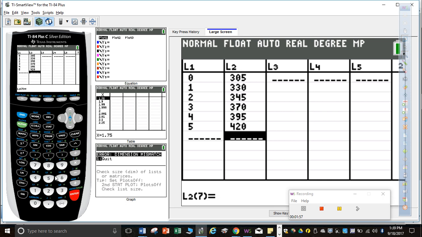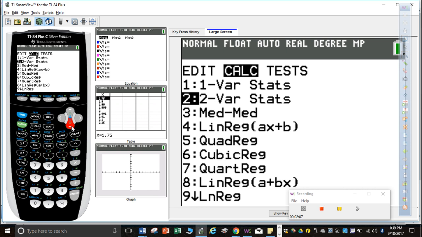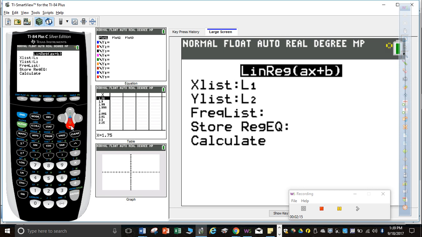Okay. Once your numbers are in your list, to get the equation, you can go back to Stat, arrow over to Calculate, and you're going to choose option 4. LinReg stands for linear regression. And we want to say our X list is in L1, the Y list is in L2.